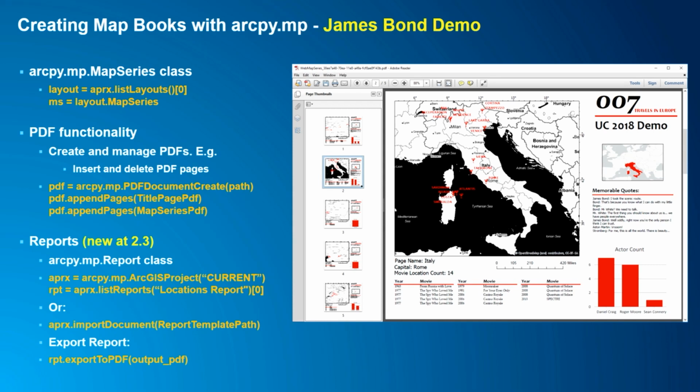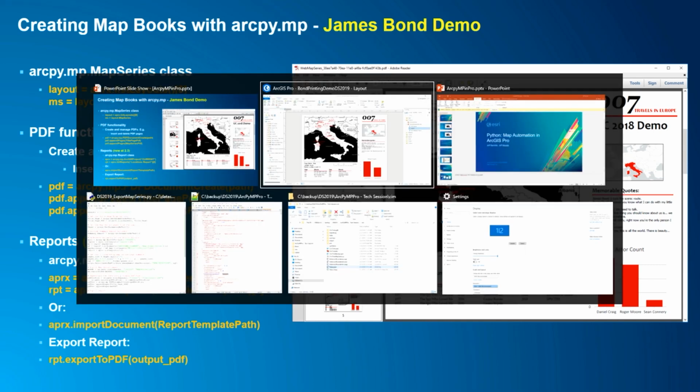And the report class also has a set of properties that I could change. For example, pointing the report to a different layer or setting a definition query. And I could also export the report to a PDF. So let's just take a quick look at reports in ArcGIS Pro.